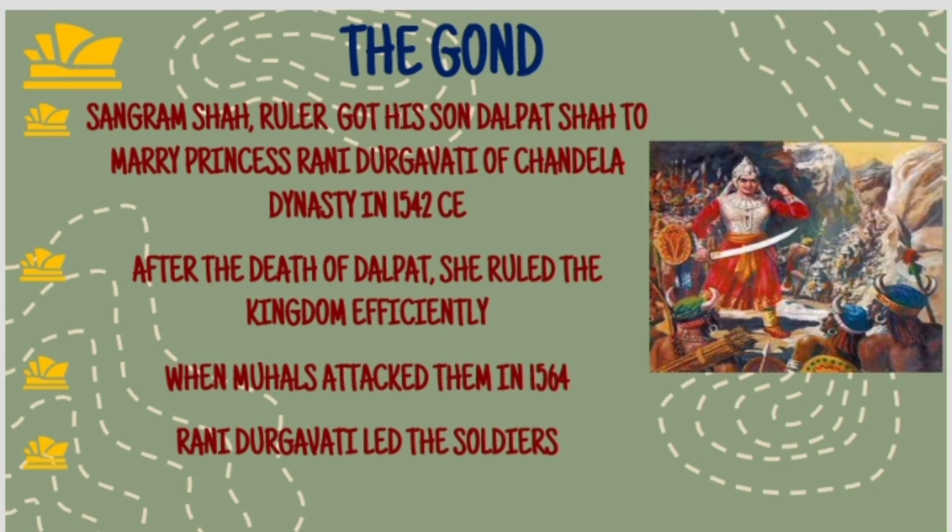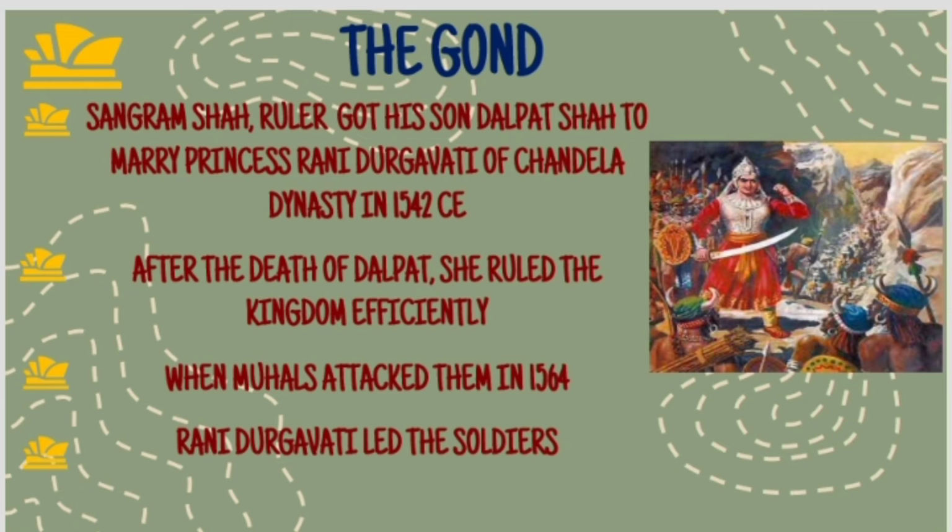Shaharam Shah, the ruler, made his son Dalpat Shah marry Princess Rani Durgavati, who belonged to the Chandel dynasty. The marriage was done in the year 1542. So later on, what happened? Both dynasties became friends and relatives.